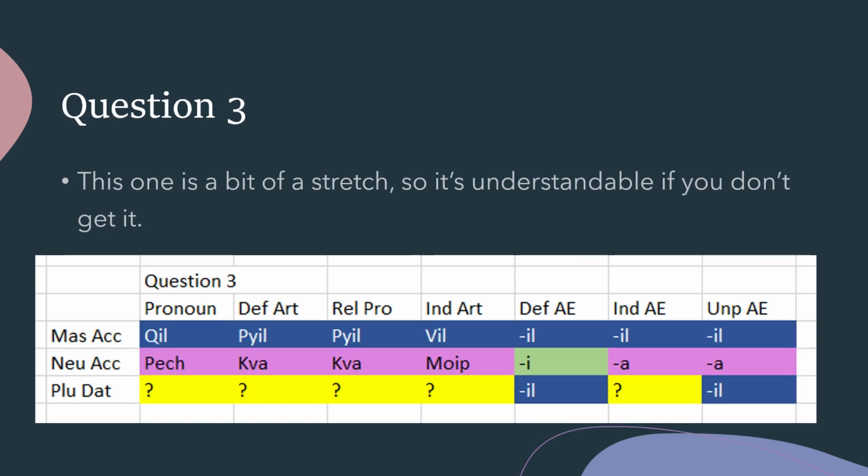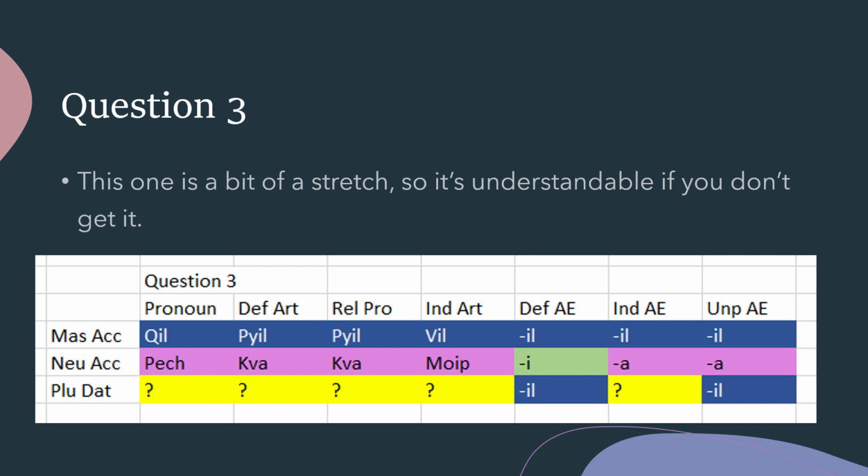Question 3. Now this one is a bit of a stretch, so it's understandable if you don't get it. The masculine accusative, we're bringing that back. So obviously chill, peel, peel. We've already talked about this. Now we have the neuter accusative. This is a new one. We have pech, kva, kva, moip, ah, and ah. There's a lot of different stuff going on here.